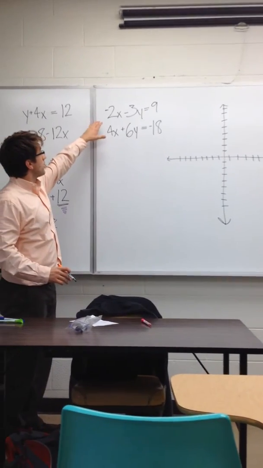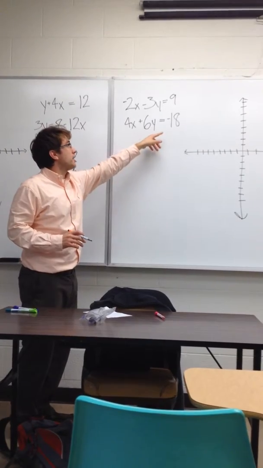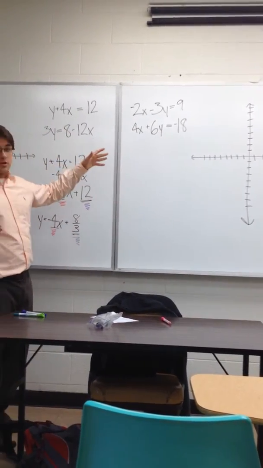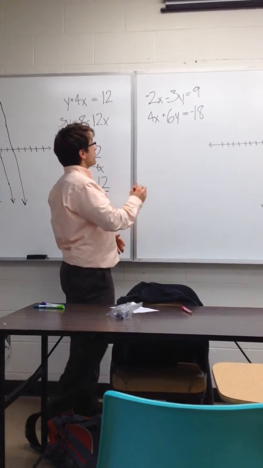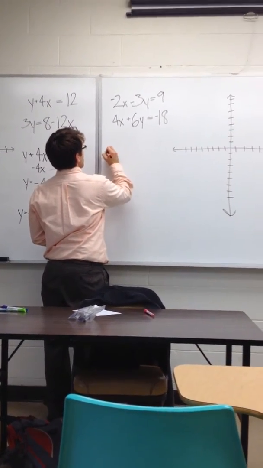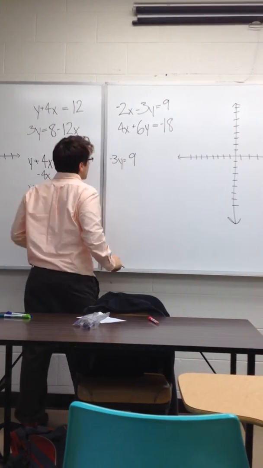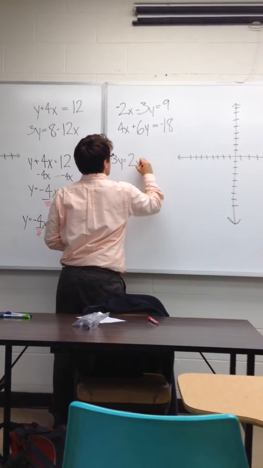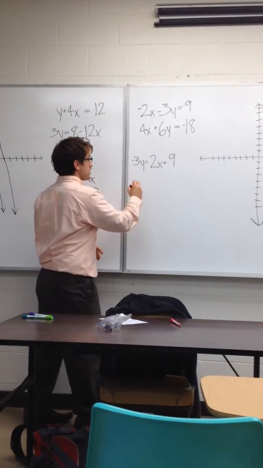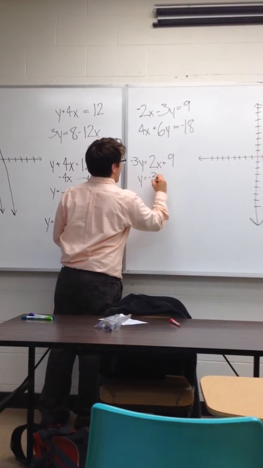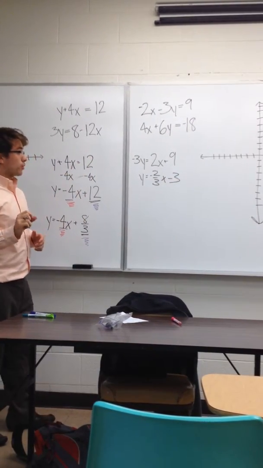I have written above here, negative 2x minus 3y equals 9, 4x plus 6y equals negative 18. We're going to start by doing the same process, taking this one and making it into slope-intercept form. You're going to divide by negative 3 on both sides to get the y by itself. And then we'll graph it.